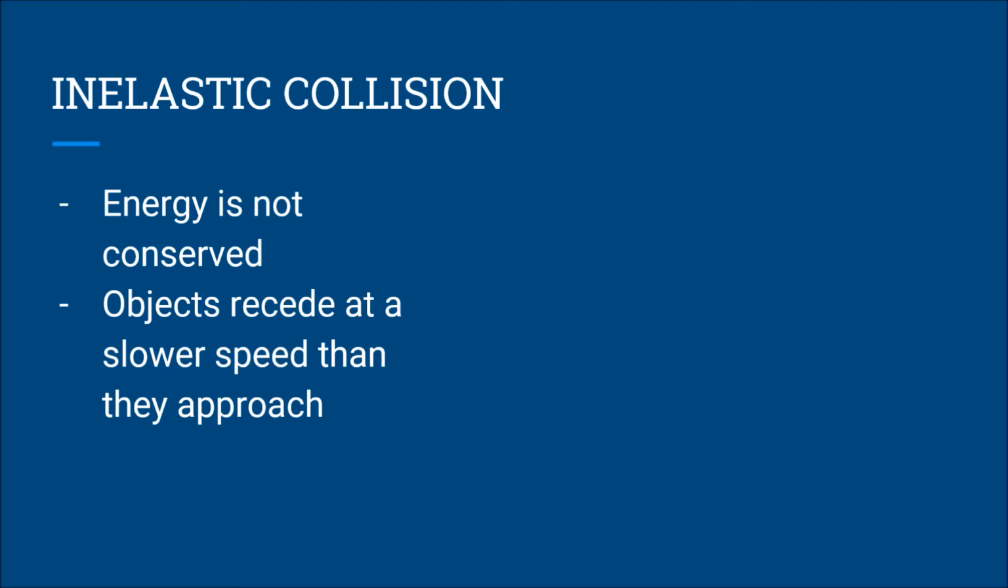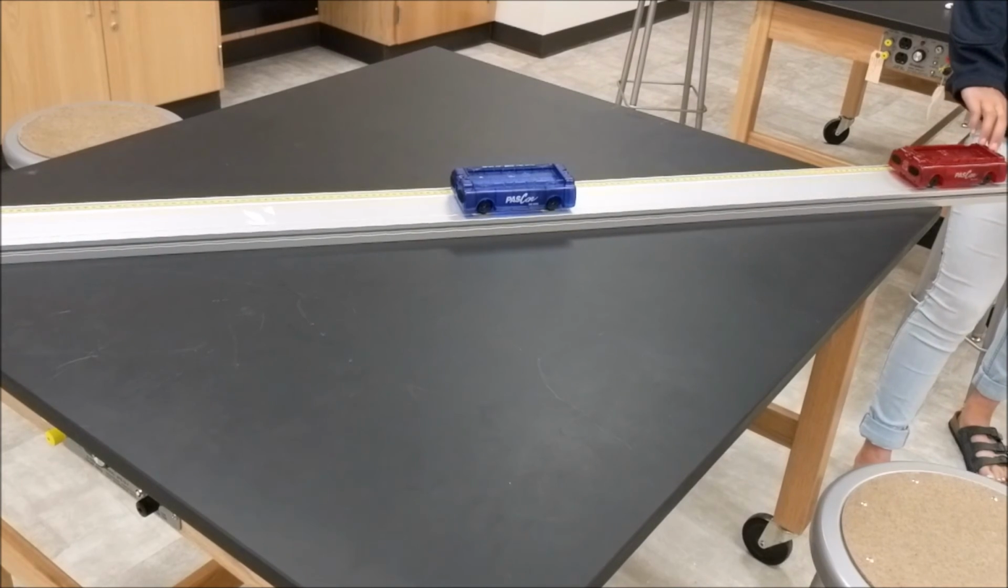The next two types of collision don't have energy conservation. The first one is an inelastic collision. It does not conserve kinetic energy, which changes into another form of energy instead. However, the total momentum is the same before and after the collision. In this collision, the objects recede at a slower speed than that at which they approached.